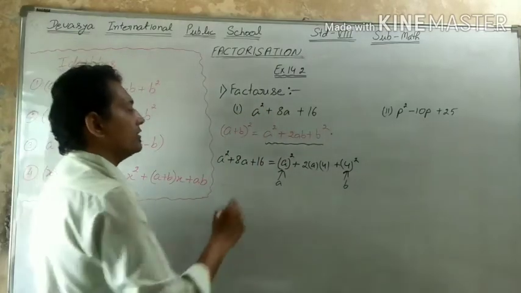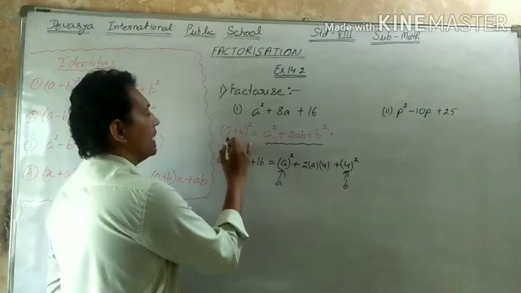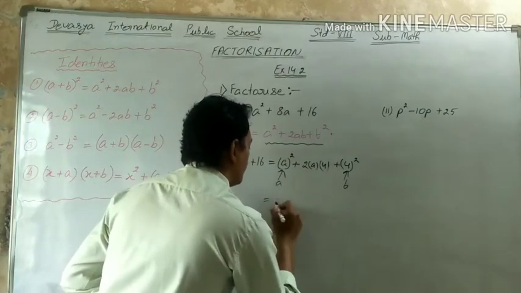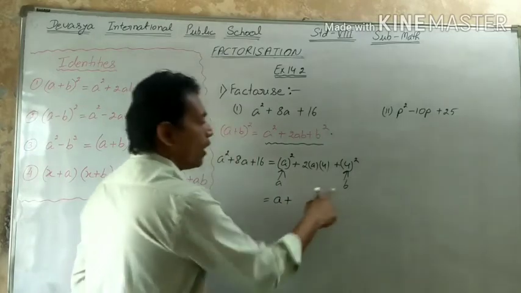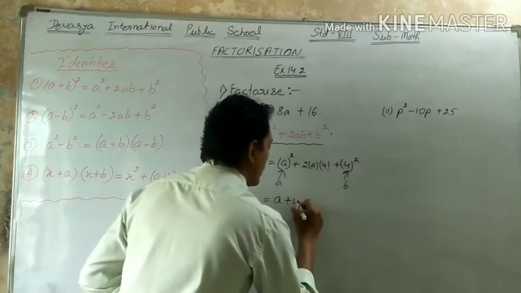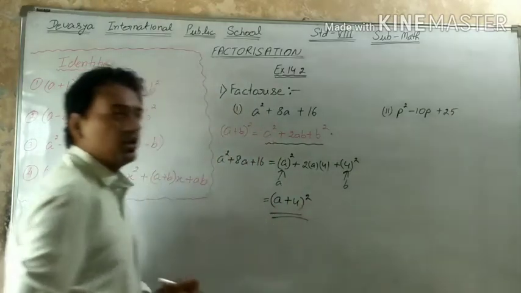Now we can factorize this by corresponding to the left hand side of the identity, that is (a + b) whole square. So we can write a plus b. What is b here? The quantity in the last bracket, that is 4. (a + 4) whole square. So this is your factorization.